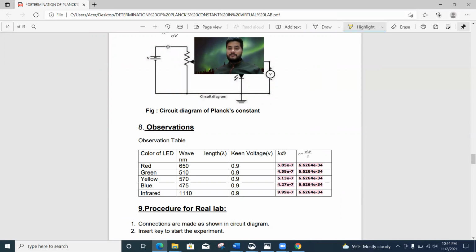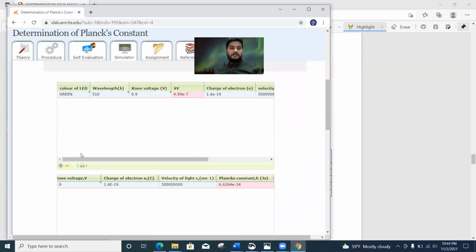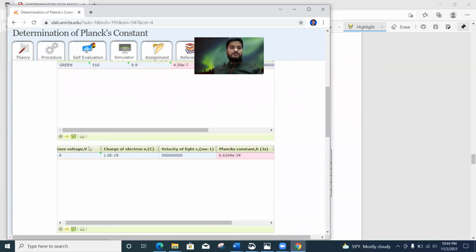I multiply by lambda here, and finally the value of h, and nearly its value is our hypothetical value. This is our observation for doing the virtual lab, and this is the way to calculate. If we need to print, we click here and we can get the print. For saving this data we can click here, and if we need a printout while doing the observation or keeping the record, we can also click here.